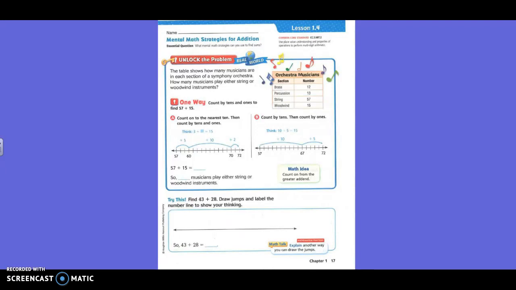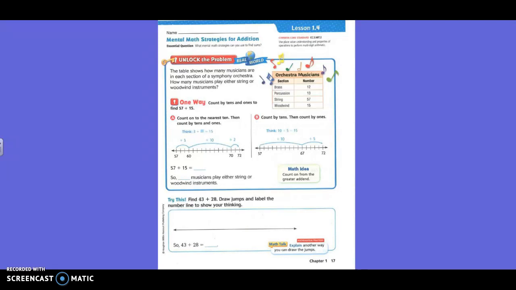a number line or compatible numbers to find sums. What did I say sums were? The answer to an addition problem. Okay, we're going to read the story. You can see it up here.